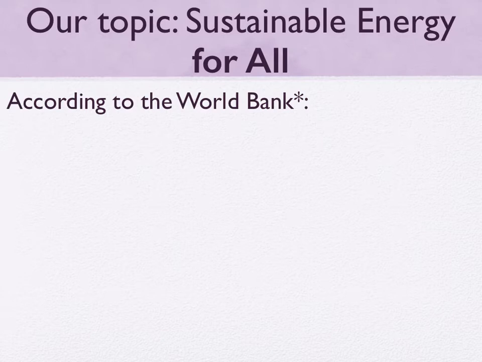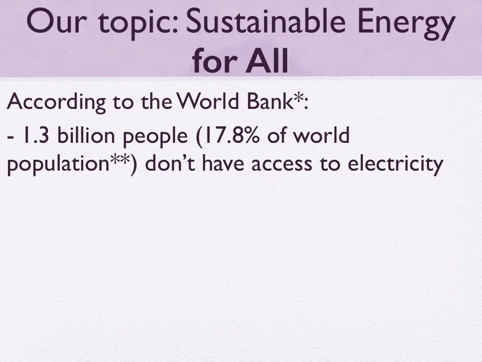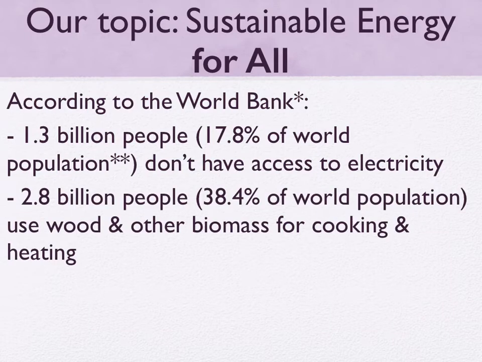So let's get going with the beef, right? So the reason why we chose sustainable energy for all is because according to the World Bank, again, remember sources, right? The World Bank says that 1.3 billion people don't have access to electricity. As Matt pointed out in the first video, yes, we will work on big numbers. At this point, let's say it represents 17.8% of the world population. So almost 18% of the world population doesn't have access to electricity. And 2.8 billion, which is almost 39% of the world population, use wood or other biomass for cooking and heating.